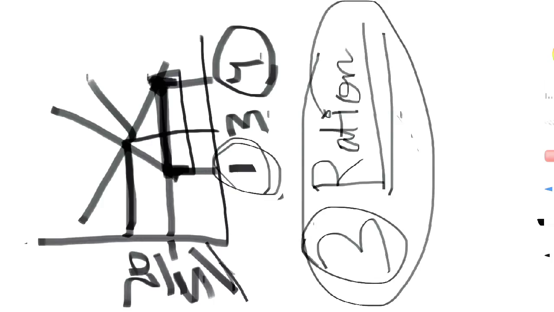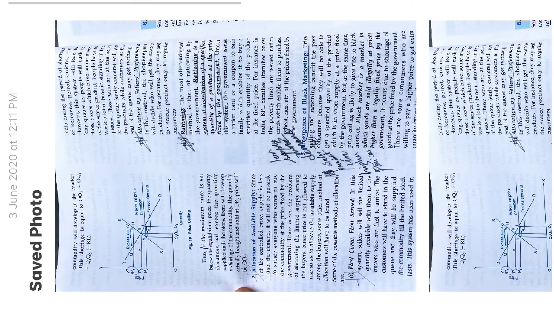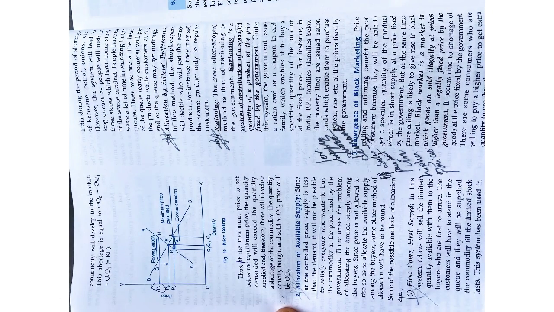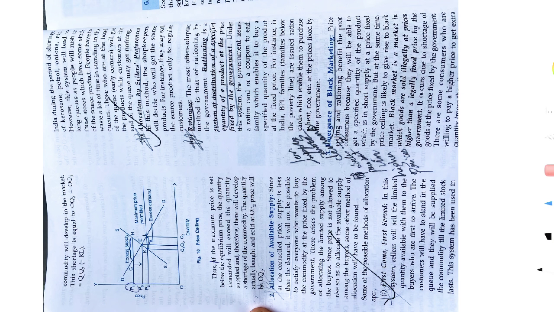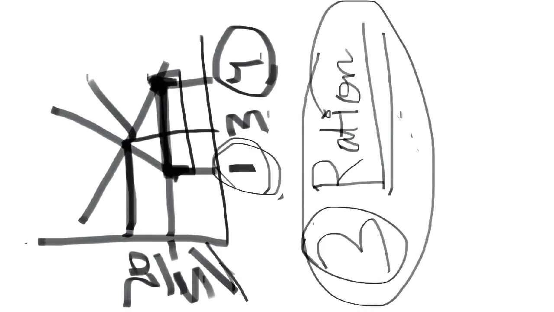After this, you can just read it through over here. First come, first serve, allocation by seller preference, rationing. Everything is given over here, and the price ceiling proper diagram. After this, let's talk about the emergence of black marketing. Now this is the major thing. How does black marketing come about? We all are aware of what black marketing is.